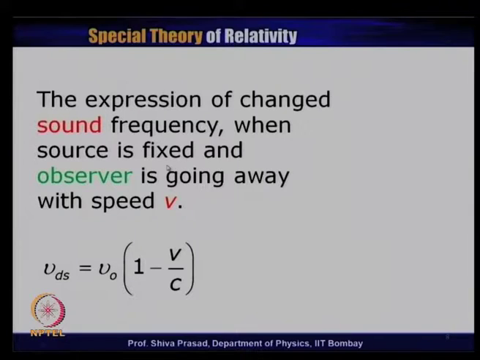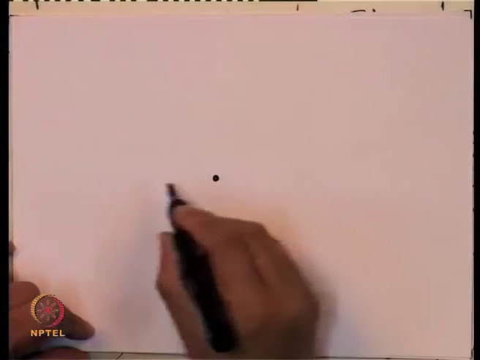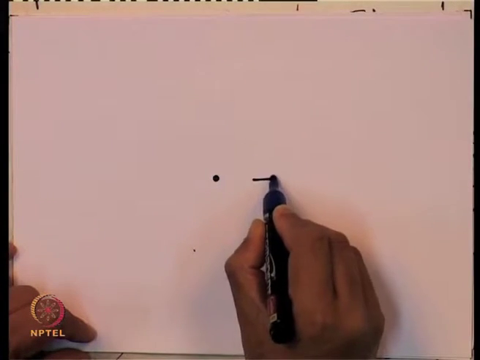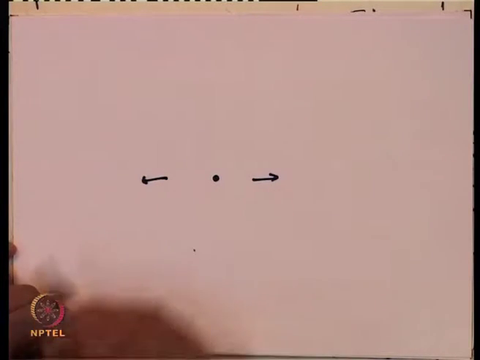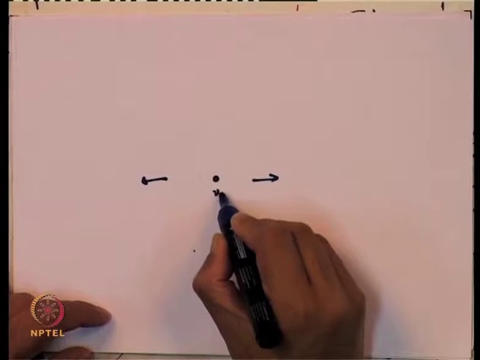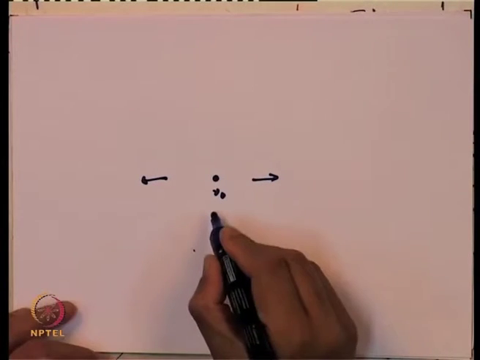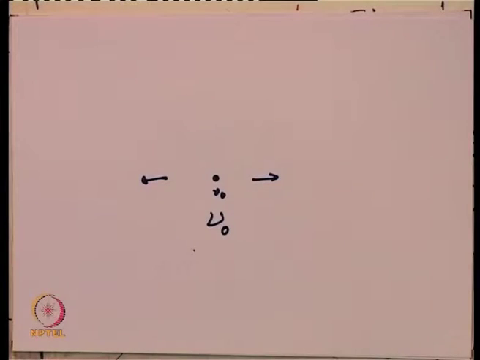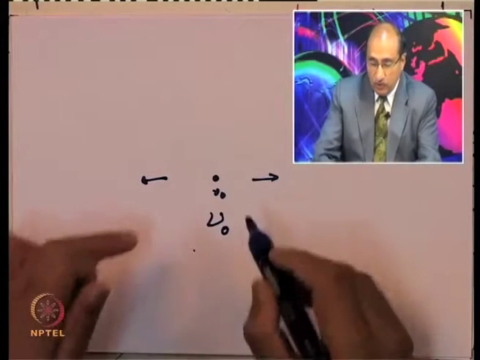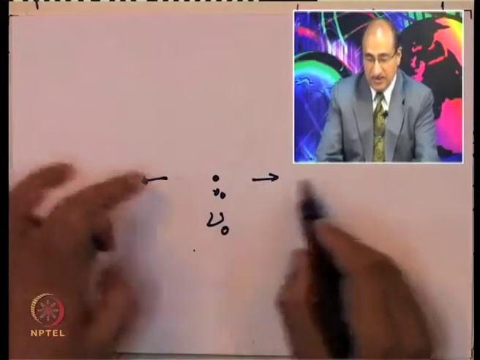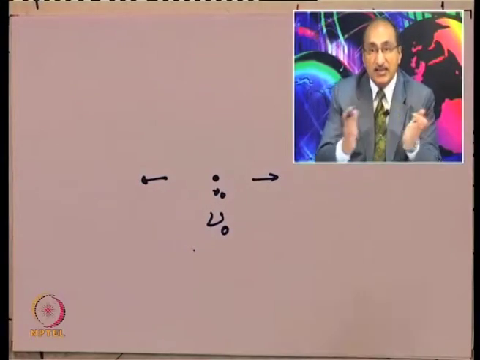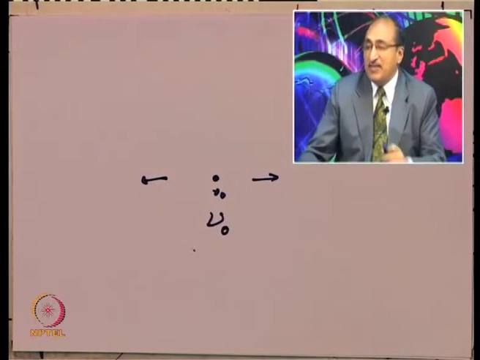The expression of change of sound frequency when the source is fixed and the observer is going away with speed v is given by this. It means if we have a source which is fixed and this observer which is going away from here, like this. If nu naught is the frequency which is emitted by this particular source, the frequency which will be heard by these two persons, which are moving in opposite directions, their distance is increasing, will be given by this expression.